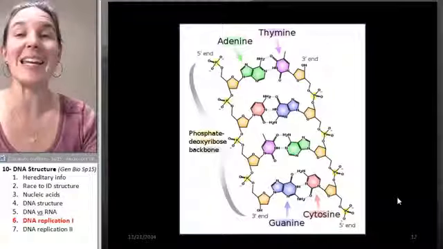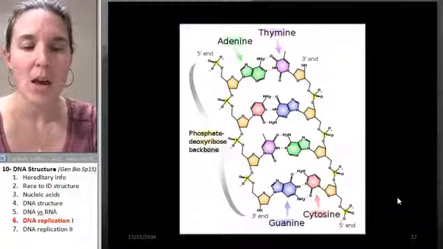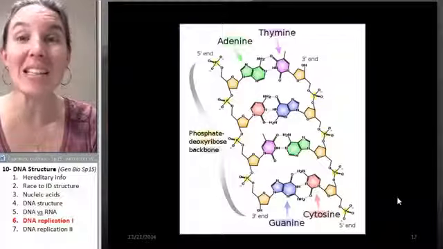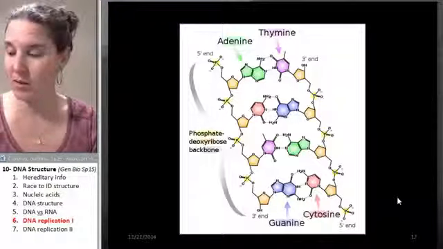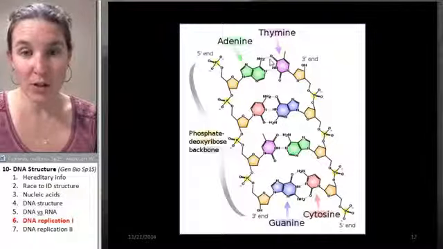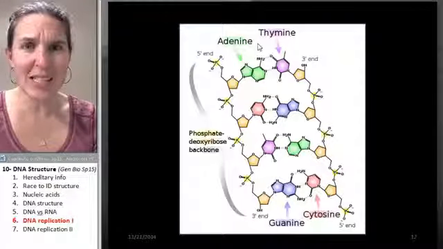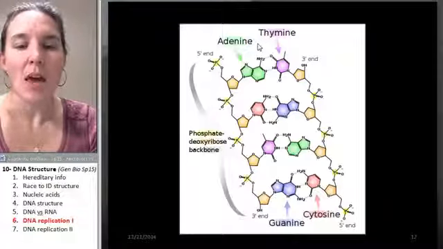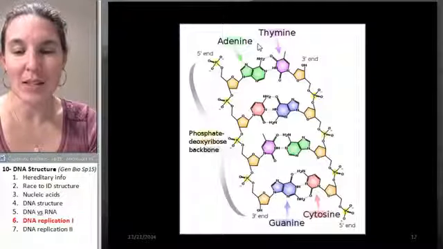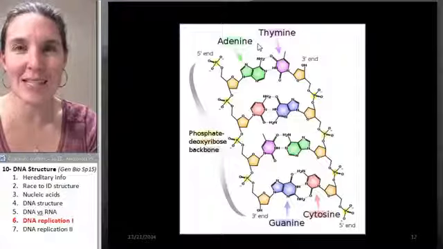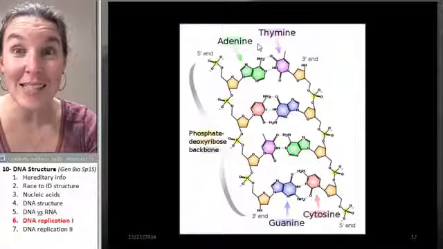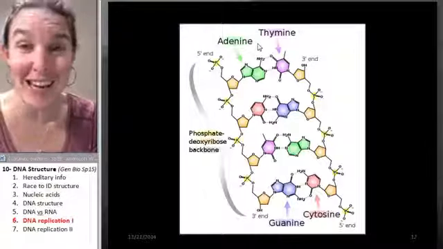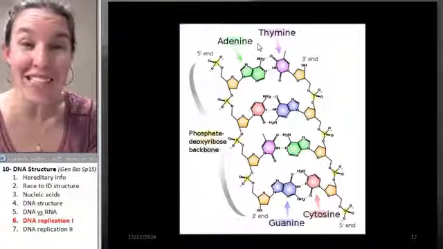Think about this. In a human, are you ready? There are 3 to 6 billion base pairs. Here's a base pair. 3 to 6 billion in one cell. If you stretch out the DNA from one cell, it's 6 feet tall. That's one cell. If you stretch it all out, there's 6 feet of DNA in one microscopic cell.